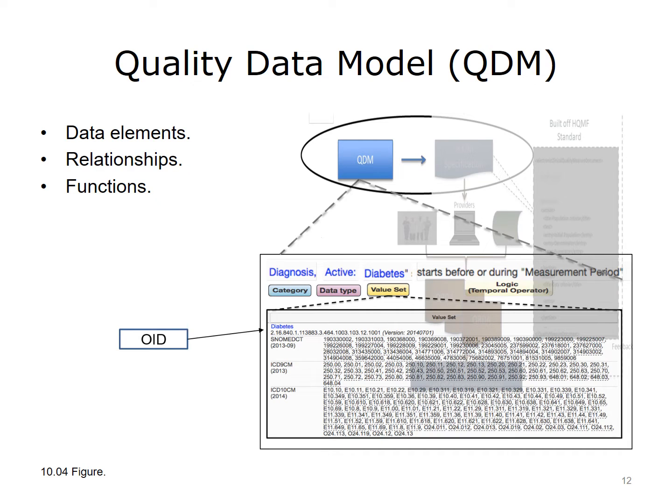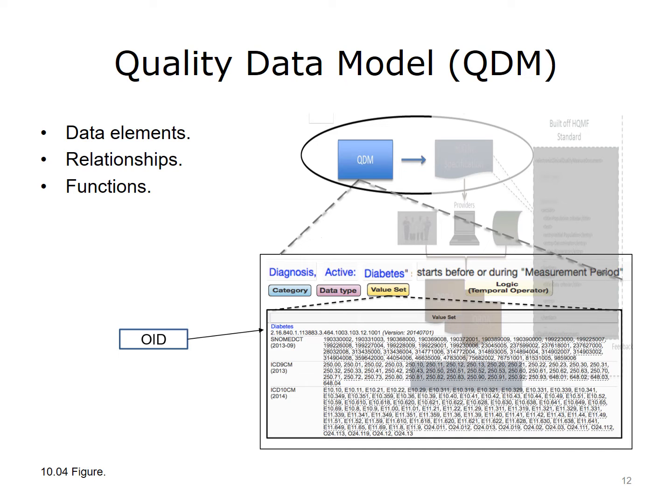The QDM is an information model intended to standardize data elements as clearly and consistently defined concepts used in quality measures. This slide shows how the model categorizes data into categories and data types with one or more attributes. The model also defines relationships amongst data elements and functions to allow further specificity constraints in defining data used in quality measures. The diagnosis, active, diabetes data type value set shown here is uniquely identified by its OID, object ID.